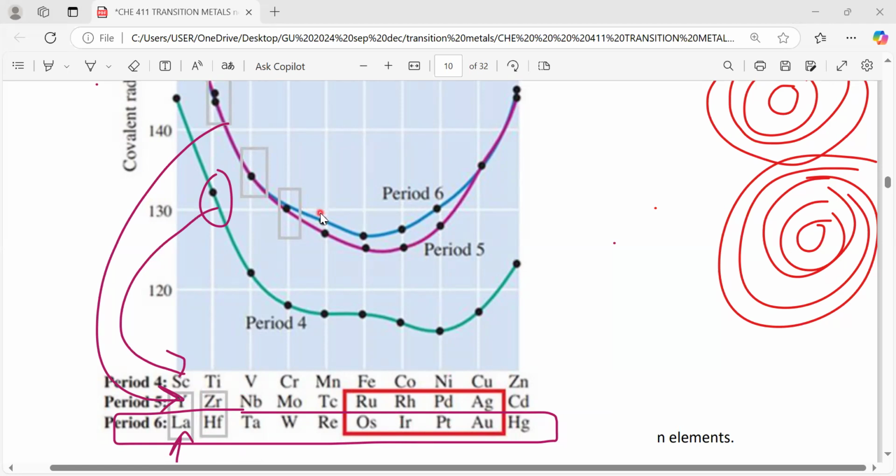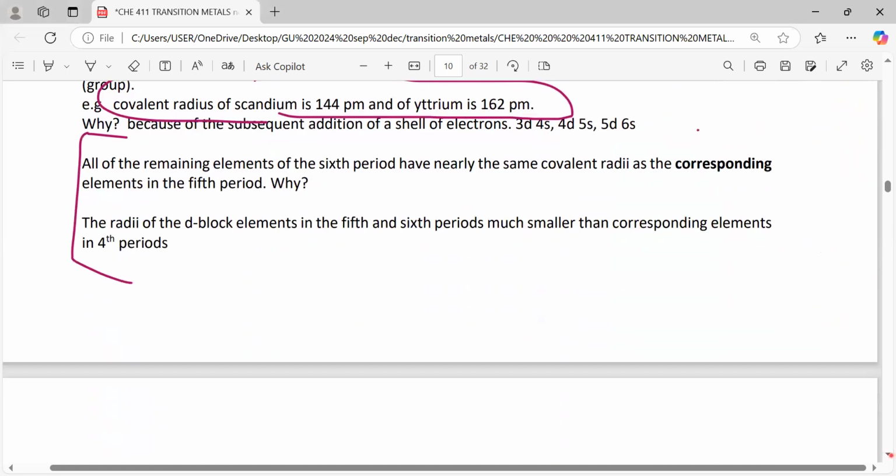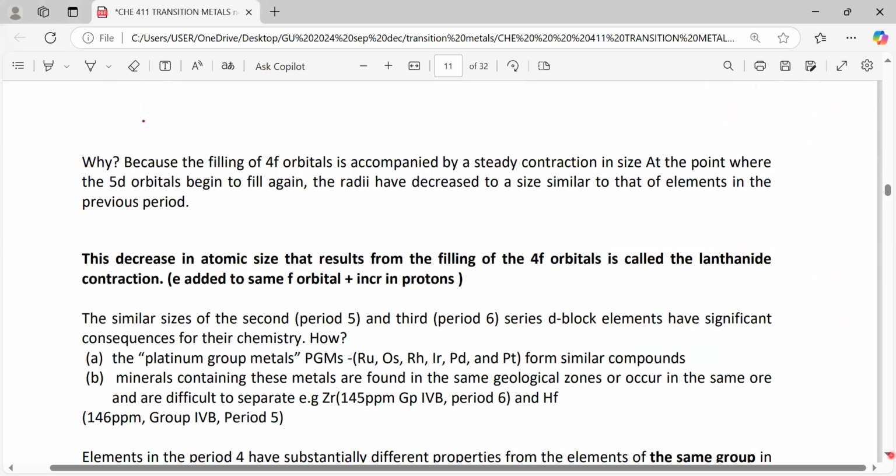Another thing we've also seen is that period 5 and 6 elements have very close or similar covalent radius. Why are they so similar in size? That is what we were to answer before we broke off. Why? Because the filling of 4f orbitals is accompanied by a steady contraction in size, at the point where the 5d orbitals begin to fill, the radius has decreased to a similar size to that of elements in the previous period.